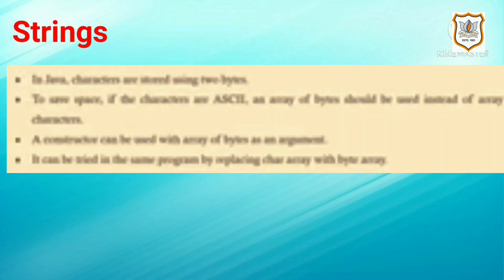In Java, characters are stored using 2 bytes. To save space, if the characters are ASCII, we should use an array of bytes instead of array of characters. We can use a constructor with array of bytes as an argument.